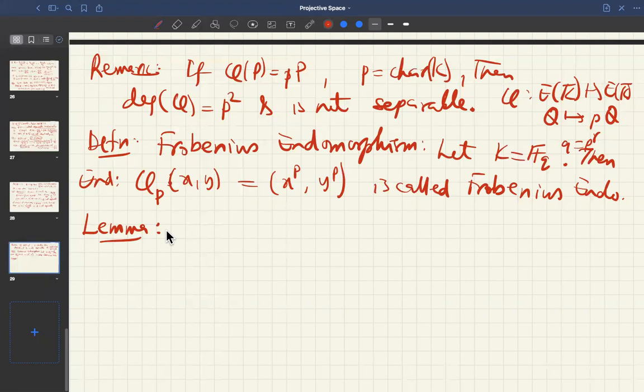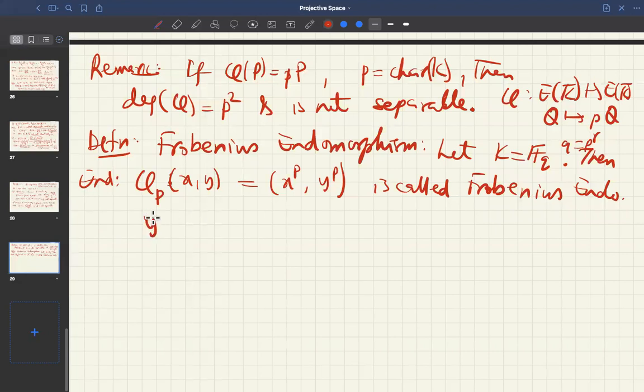Sir, how is it clear? Like it sends a point of the elliptic curve to a point of the elliptic curve. Is it? Yes. So that's an interesting question. Before I write the lemma, let's do it.